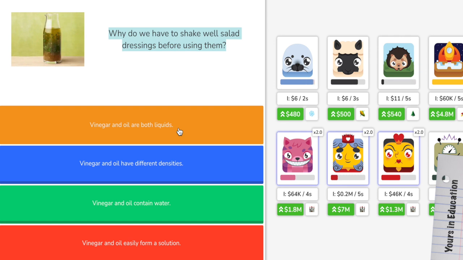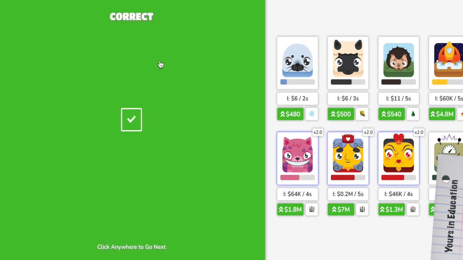Okay, well, yeah, but that doesn't have anything to do with the shaking. Vinegar and oil have different densities. Okay. Well, okay. Vinegar and oil contain water. Yes. Vinegar and oil easily form a solution. If they easily form a solution, you wouldn't need to shake them. So I'm thinking that the best answer is vinegar and oil have different densities. One goes to the top, one goes to the bottom, so you need to shake them to mix. Yes.